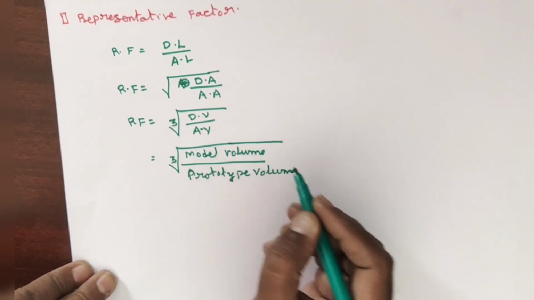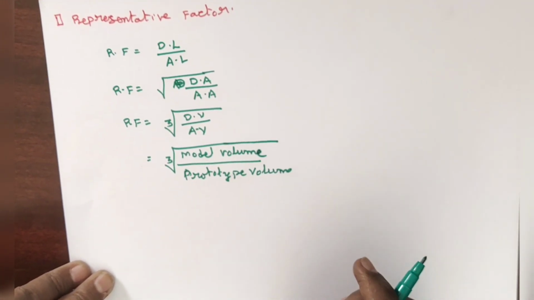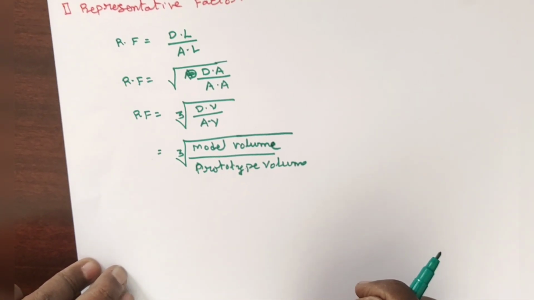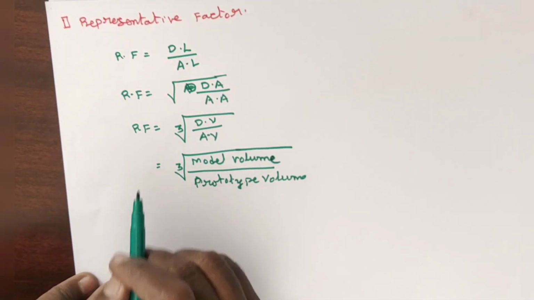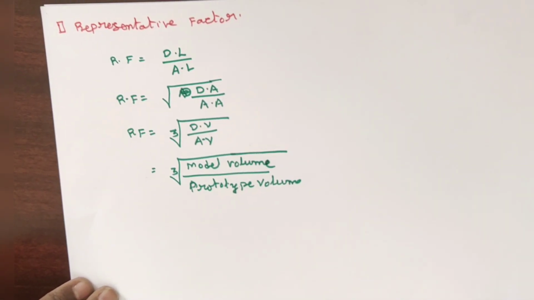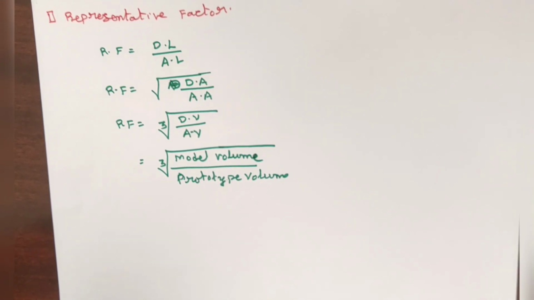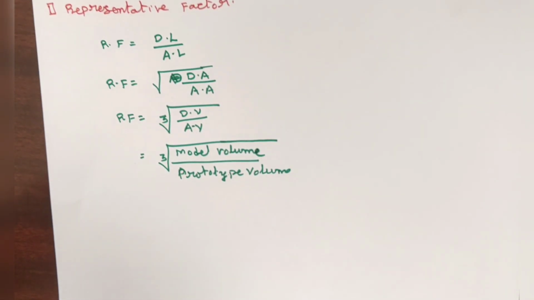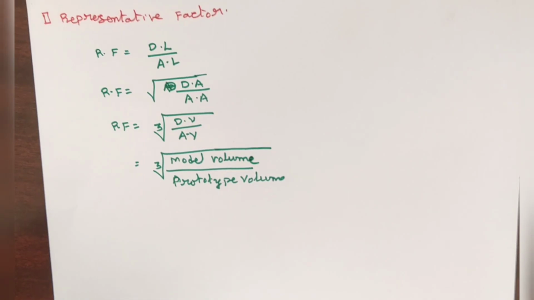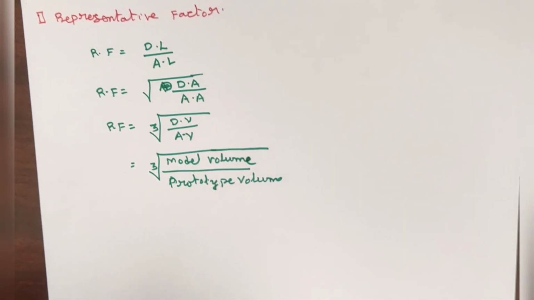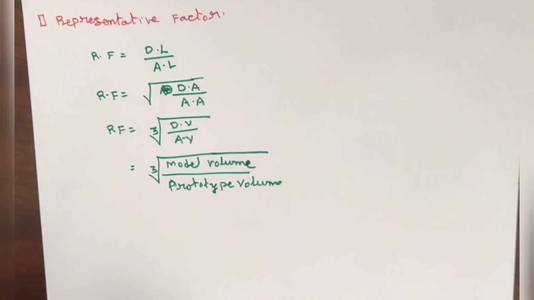Prototype is nothing but the actual sized object. Model means scaled object, whether it is a reduced one or an enlarged one. So these are the formulas we know. After knowing the representative factor, that is the drawing size and actual object information, what is the next thing we have to do? We should know the maximum length to be measurable with that scale.